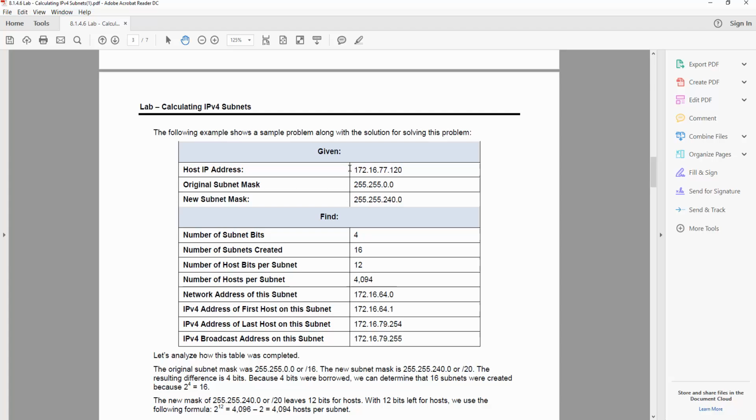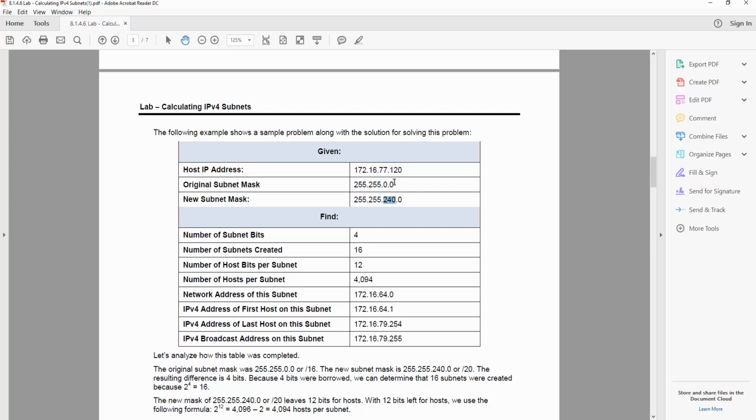So what it means is if you're a network administrator and you're given 172.16.77.120, that's your router IP. And then you're given it's a class B because it's 255.255.0.0. But what that means is you would have one network of 65,564 IPs, which doesn't work physically, so you need to subnet. So this becomes your new subnet mask.